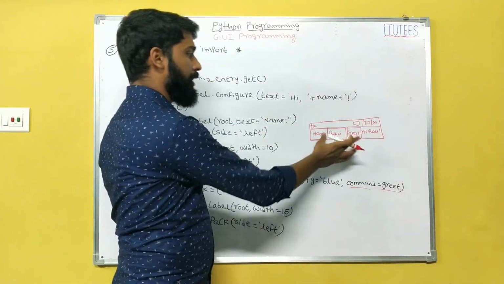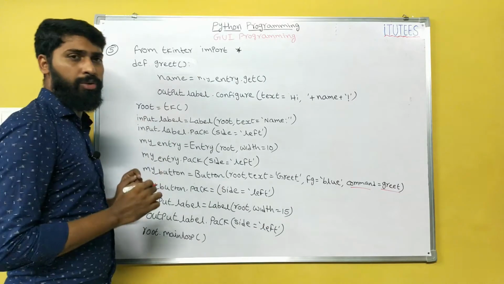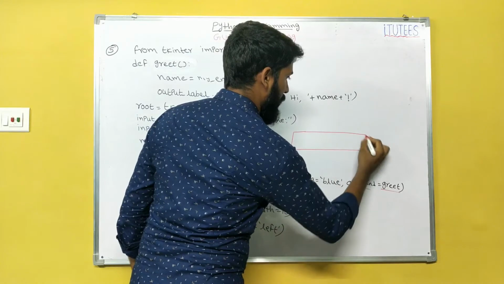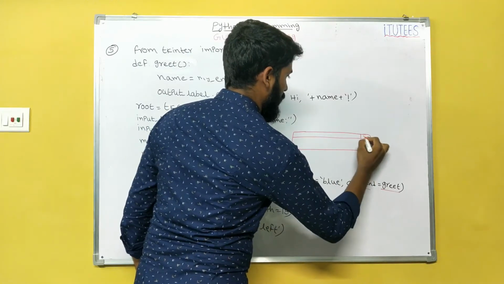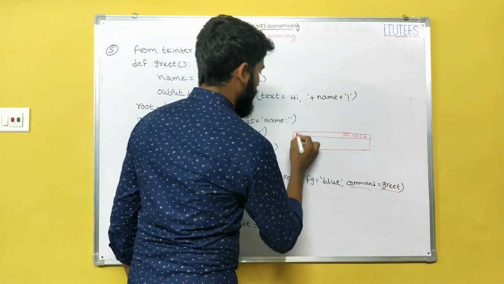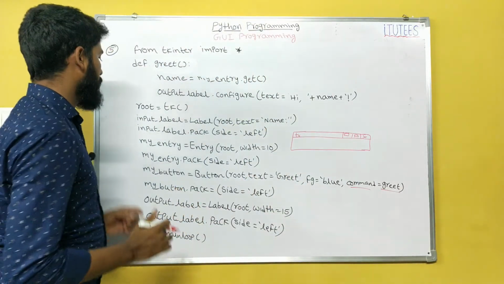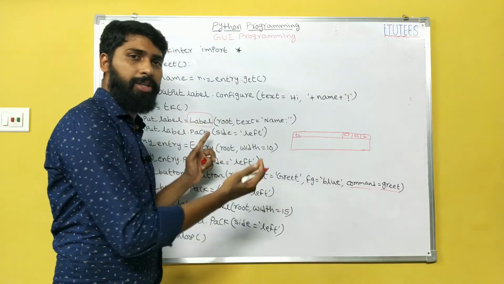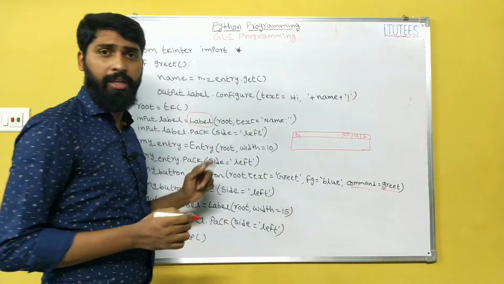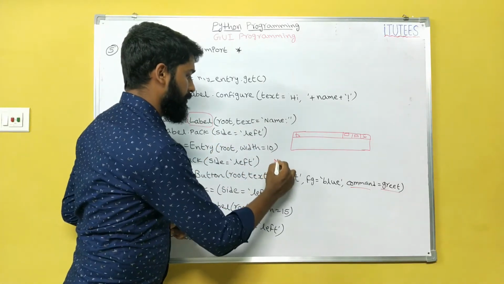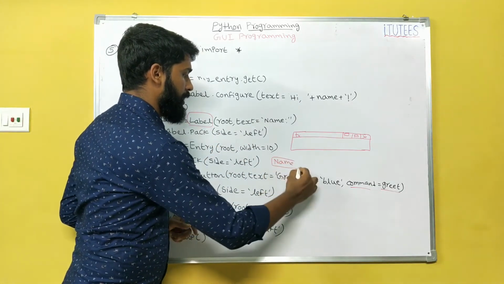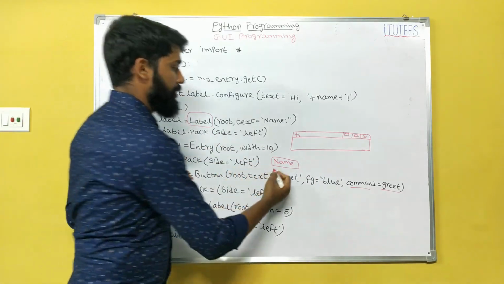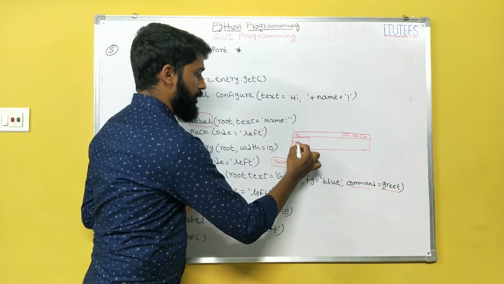So now we can see how we can write this program. So root equals to tk, that means one window is created. Close, minimize, maximize, this is the tk. So after that label, this is the label widget, that means it is used to display the text. What is the text here? The text is name. This label is added to side equals to left. That means this label is added here.